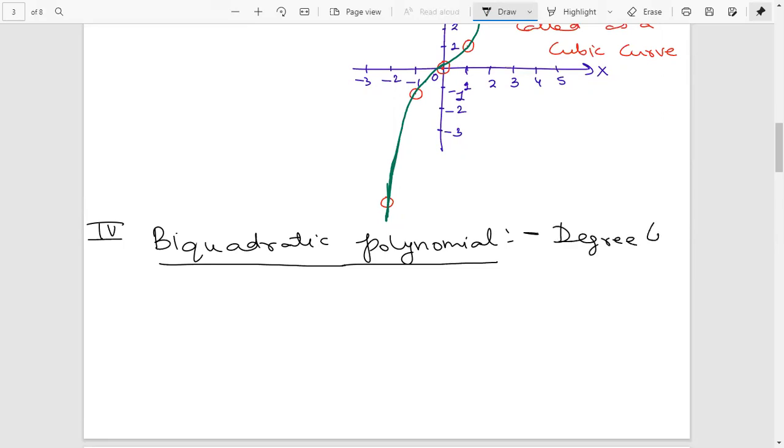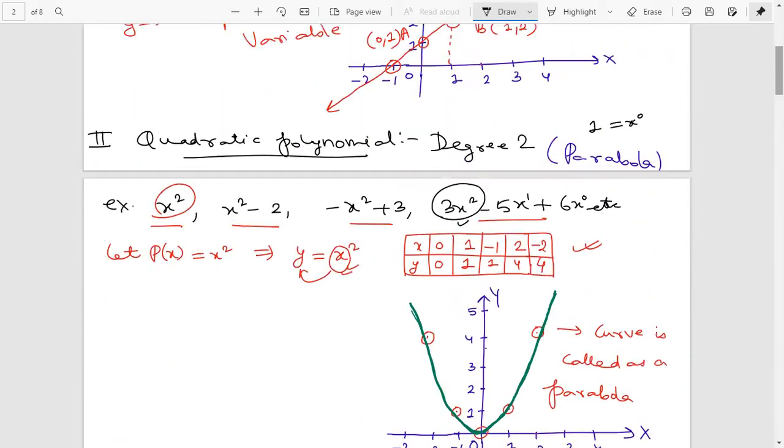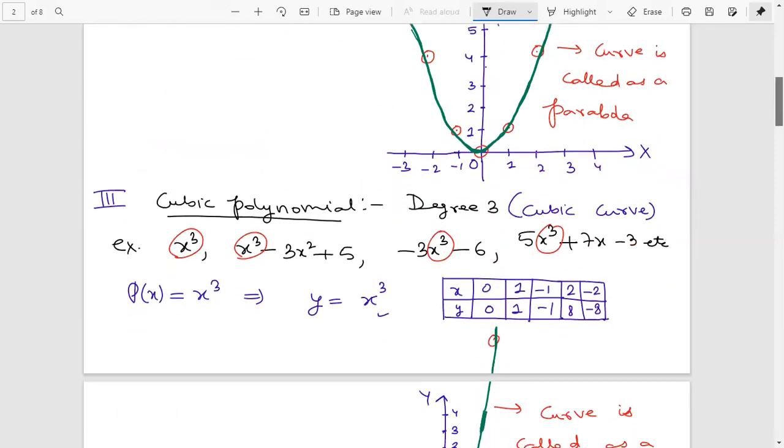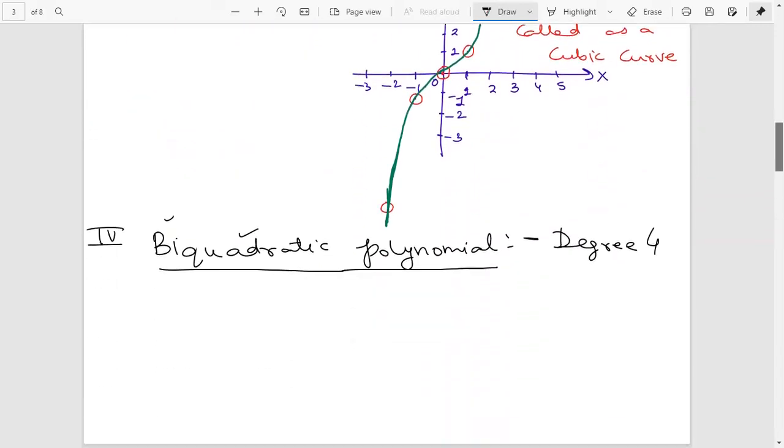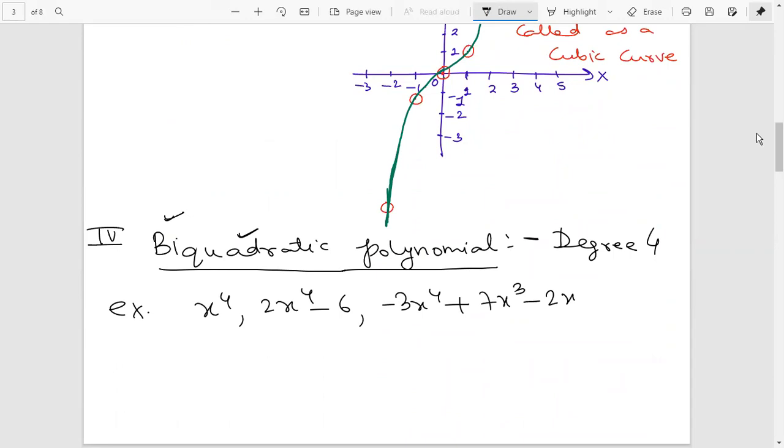See, as the name says, quadratic means 2, and biquadratic means quadratic with bi meaning 2, so 2 times 2 is 4. We can remember this because we have seen the quadratic polynomial before. Quadratic means degree 2, and biquadratic is quadratic two times, so degree 4. So we have examples like x to the power 4, x to the power 4 minus 6, or 3x to the power 4, or minus 3x to the power 4 plus 7x cube minus 2x, because decreasing powers of x will also be there.